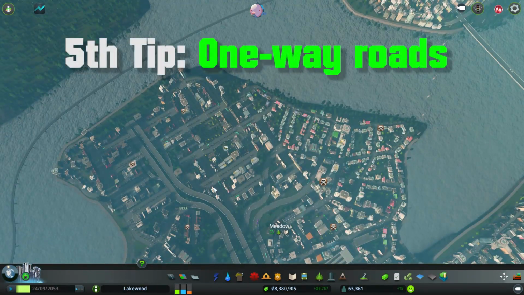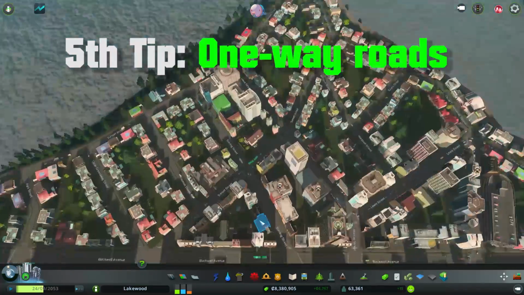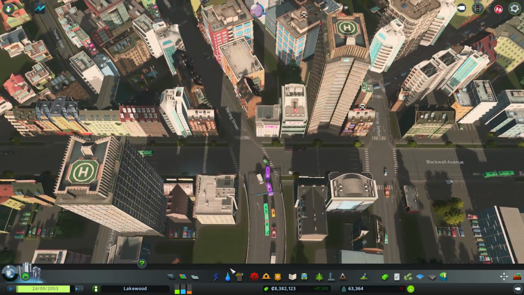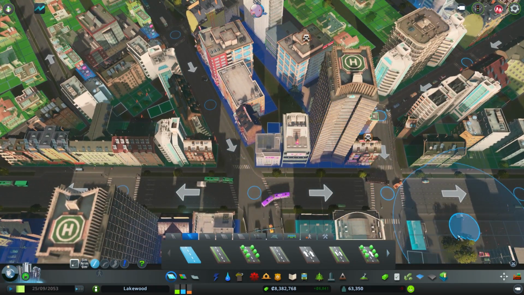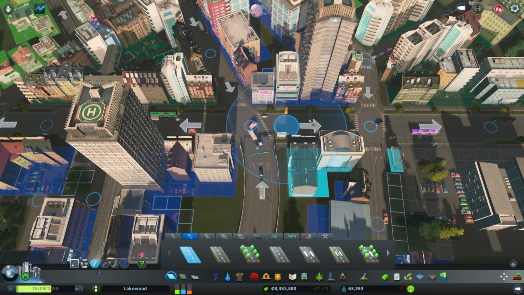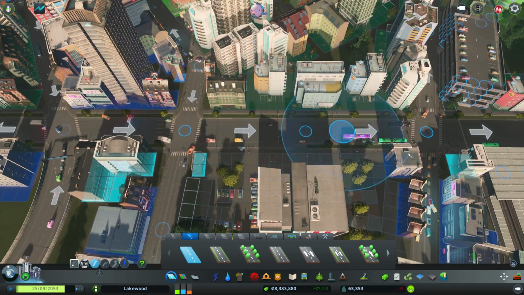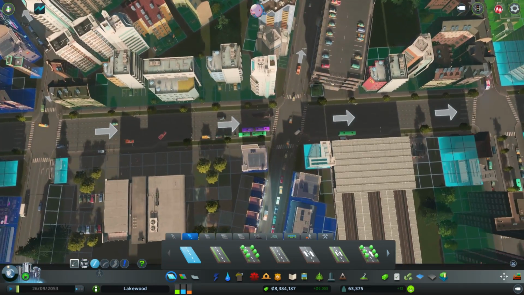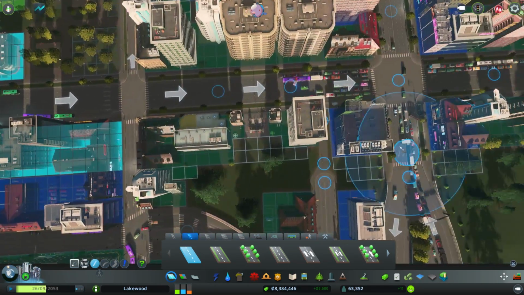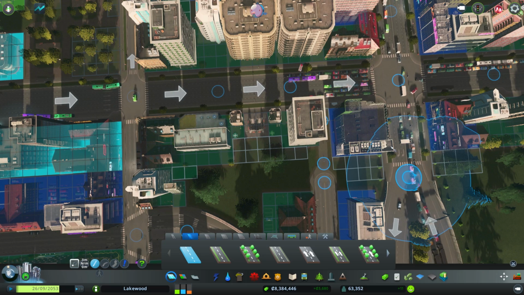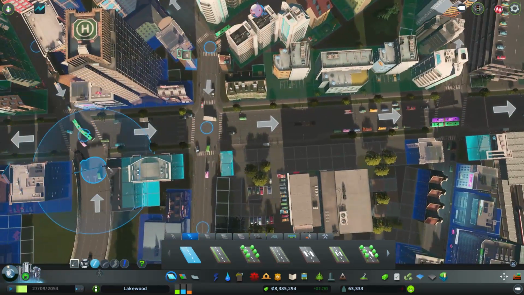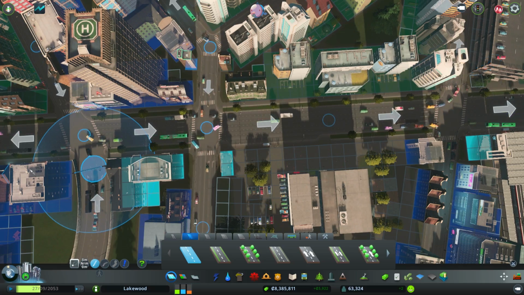Tip number 5, one-way roads. Sometimes the fix can be a simple road direction fixing. One-way roads can do that. I normally find them kind of confusing, and sometimes they just screw up your traffic a little bit more, but depending on the zone, one-way roads can help you a lot with the traffic flow. So don't forget to use them when needed, or at least try it out, see if it improves. If not, then just turn the one-way roads again into two-way roads, okay?